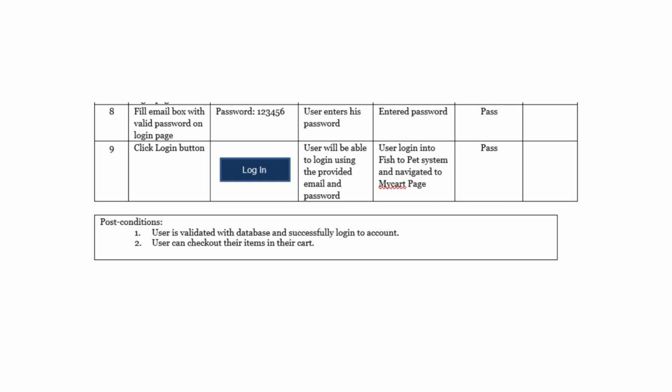The status is pass. For the last step, the user clicks the login button, which is login. Expected result, user will be able to log in using the provided email and password. Status pass. For the post condition, the user is validated with the database and successfully logs into the account. User can check out their items in their cart.